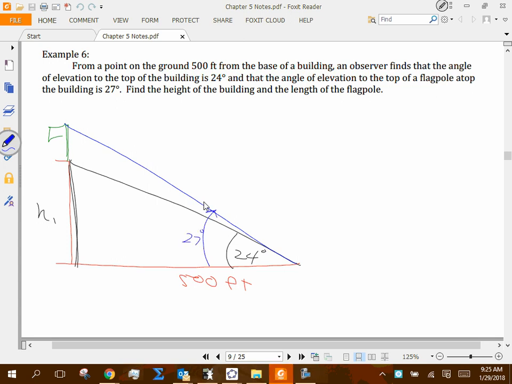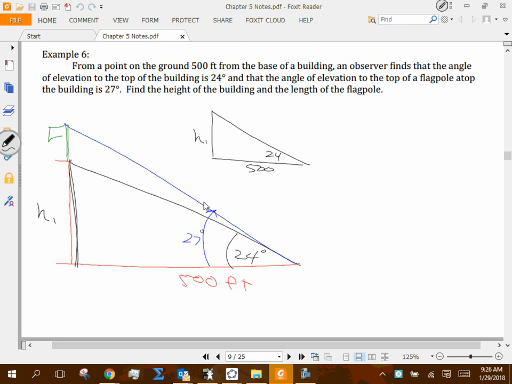So that's 27 degrees. Does that make sense? Okay. Now, we've essentially got two triangles here, and I'm going to redraw them for visualization reasons. If I've got my 24 degrees, there's 500 feet. That would be H1, which would be at the top of the building, right?